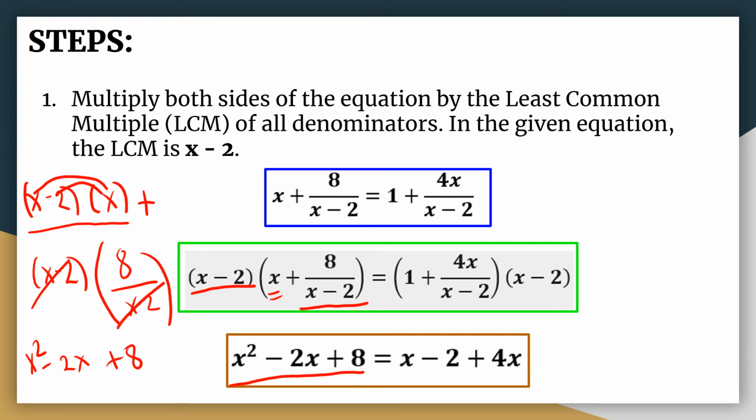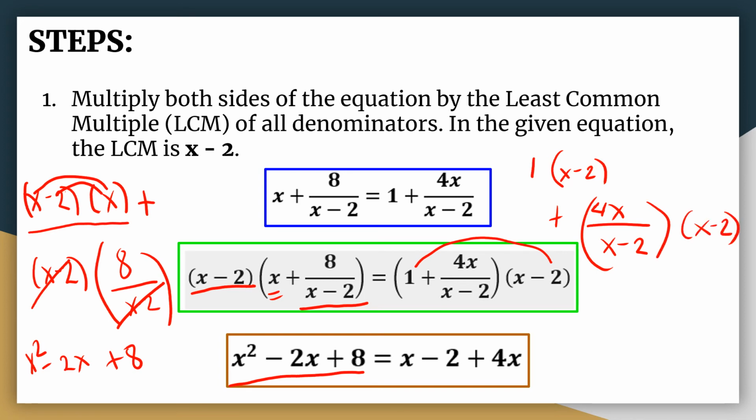In this part, we're going to do the same. So 1 times your x minus 2 plus your 4x over x minus 2 times your x minus 2. And this is much easier. So 1 times x minus 2 is simply x minus 2. Then cancel our x minus 2, so we're going to have plus 4x. So that's why we have x minus 2 plus 4x. Then we're just simply going to combine the like terms.